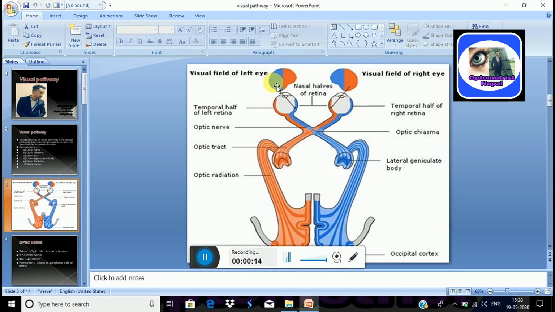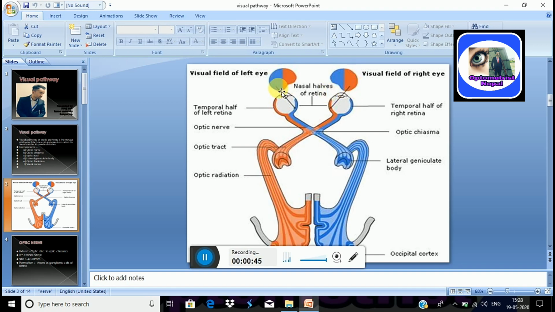This is the visual field of the left eye and this is the visual field of the right eye. These two are divided into two equal parts. This is the nasal side of the left eye and this is the temporal side of the left eye. This is the nasal side of the right eye, and this is the temporal side.